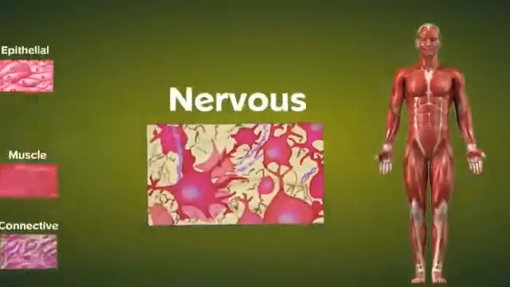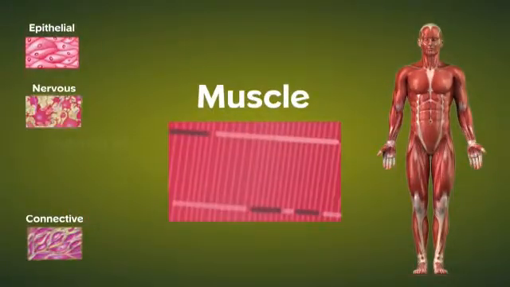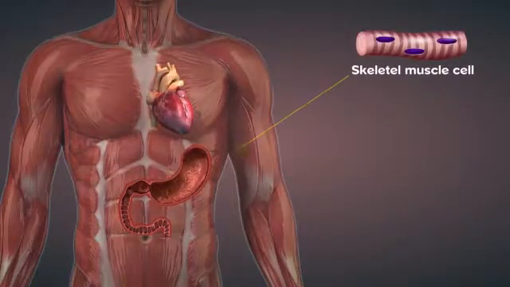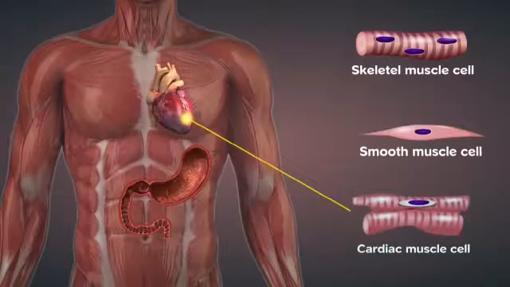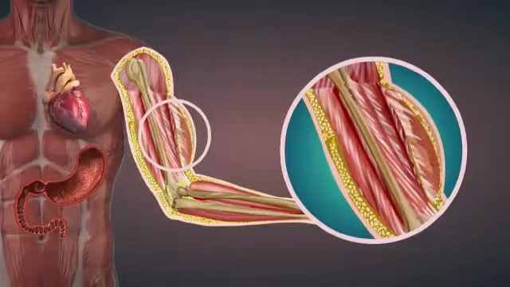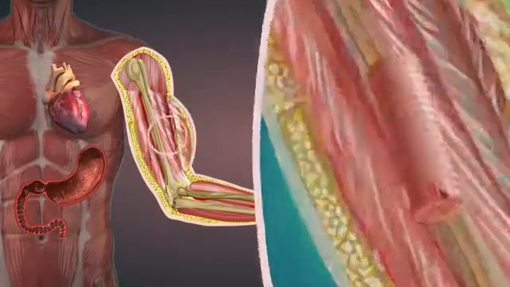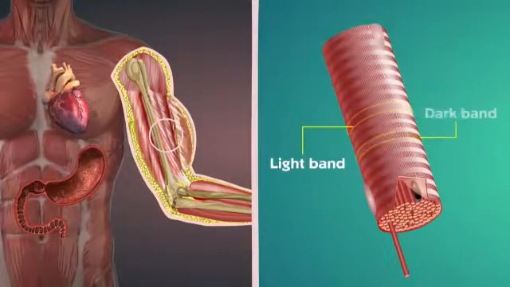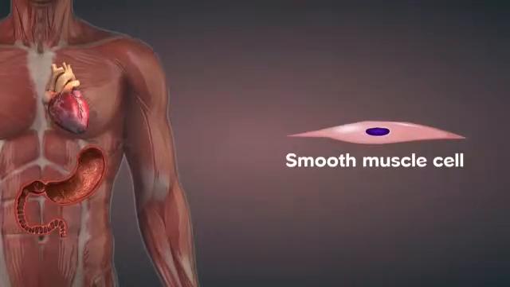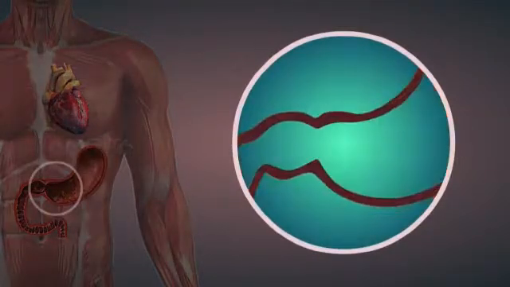The third tissue type is the muscle tissues that are responsible for the movement in our body. The three types of muscle tissues are skeletal, smooth, and cardiac. The skeletal muscle helps in locomotion and other voluntary body movements. It is made of long fibers with alternate light and dark bands or striations, so skeletal muscles are also called striated muscles.